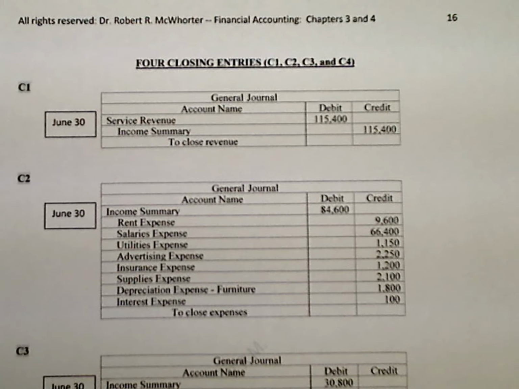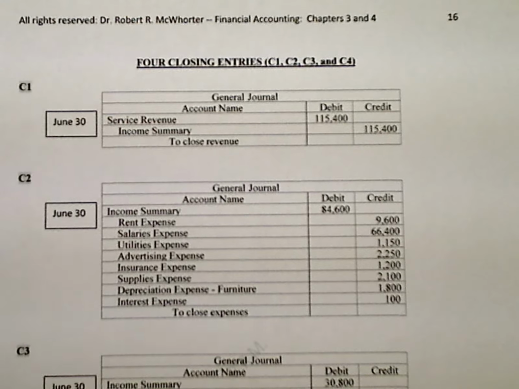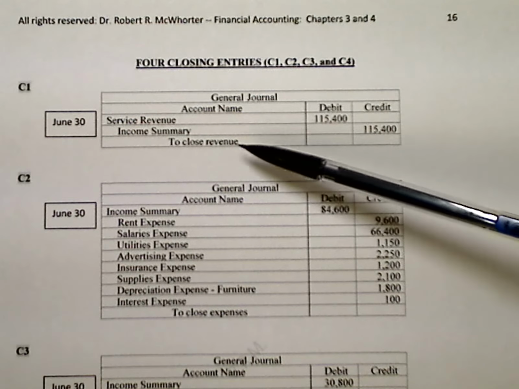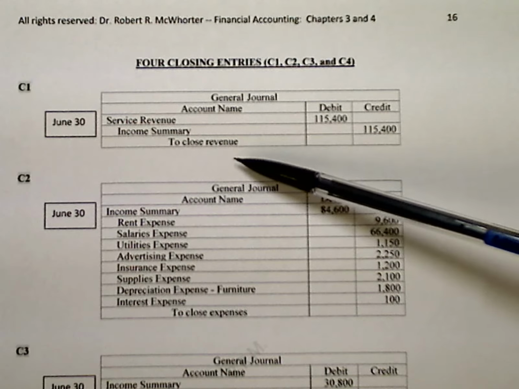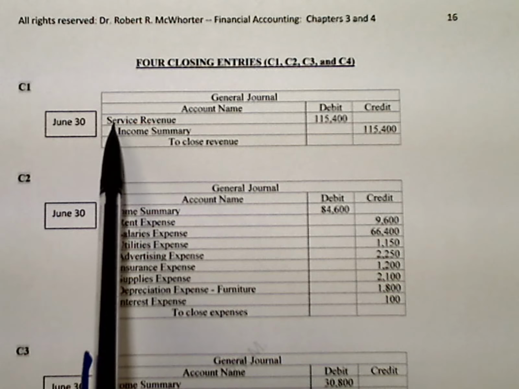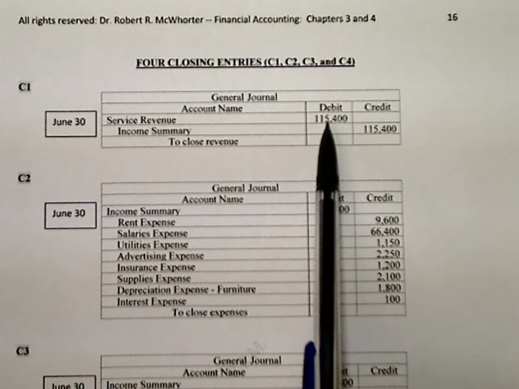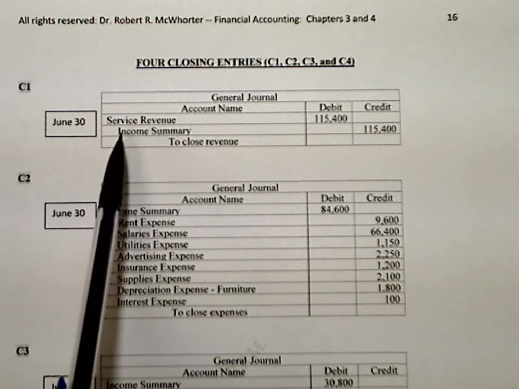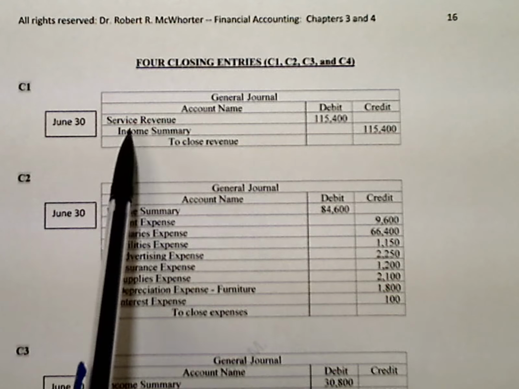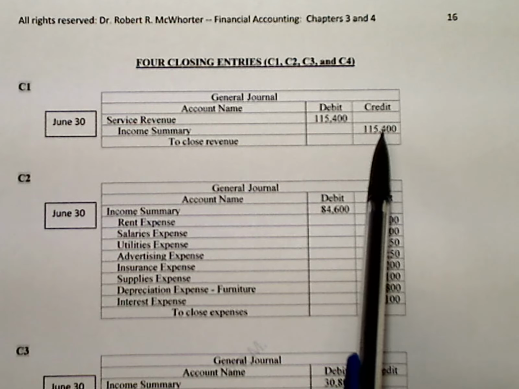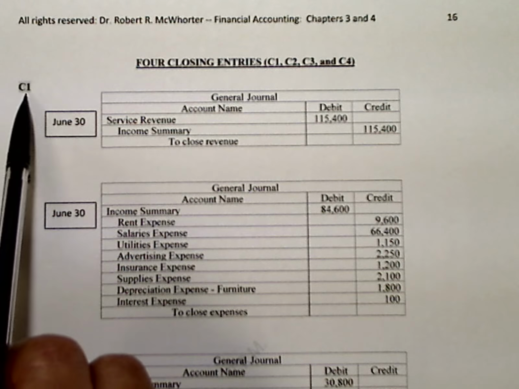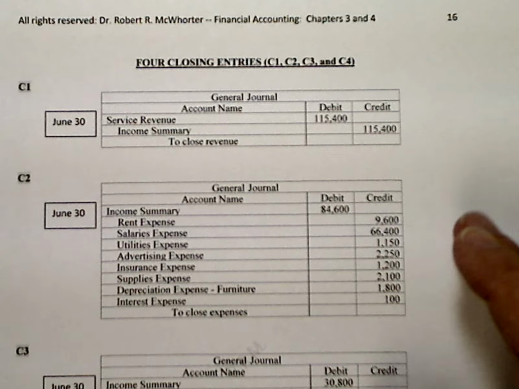Keep page 15 handy. So the first one, zero out. To close the revenue account, zero it out. Debit service revenue for the $115,400 to zero it out. And the offsetting entry, the credit, is to Income Summary. That's C1, closing entry 1.